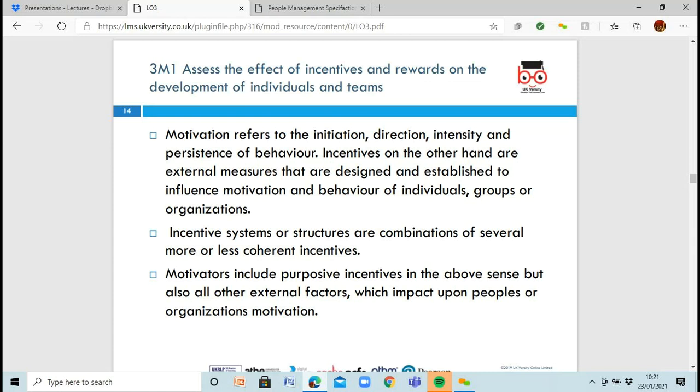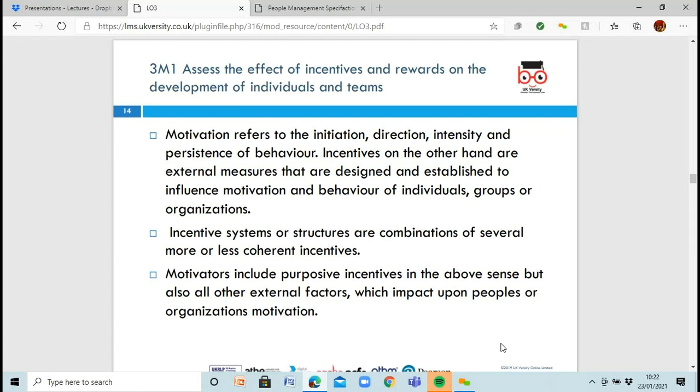So motivation refers to the initiation, direction, and intensity of the persistence of behavior. We've also got incentives on the other hand, and they're designed to influence your motivation and the behavior of individuals. So incentive systems are a combination of several or more less coherent incentives. So an incentive is something where, you know, if I do this task, this is what I'll get out of it. And motivators actually include purposive incentives.